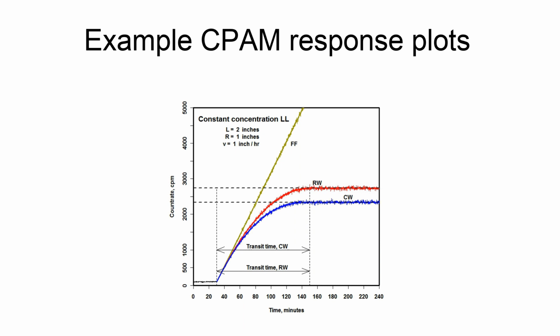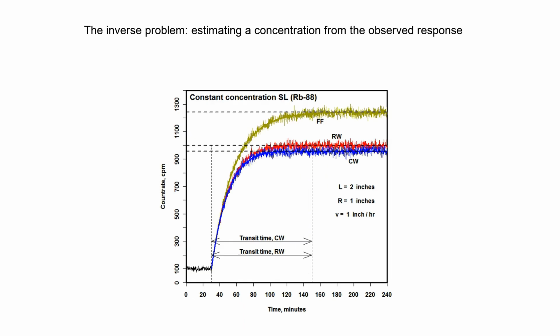In these example graphs, the length of the RW and the diameter of the CW are equal. If they were not equal, then the transit times would not be equal. Having mathematical models that can predict the CPAM response, i.e., the monitor's output, for a defined input, airborne radioactive material concentration, it is natural to ask whether the process can be inverted. That is, given an observed CPAM output, is it possible to estimate the input to the monitor?